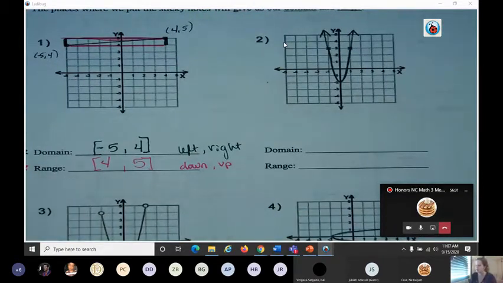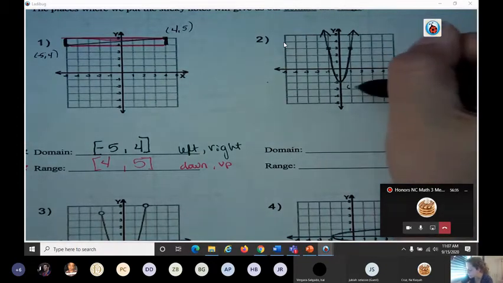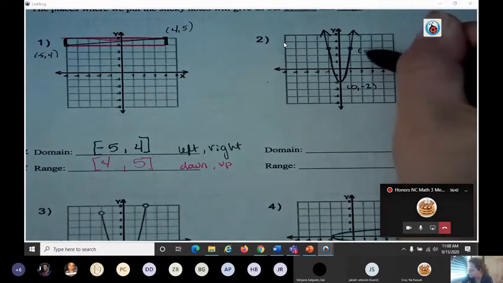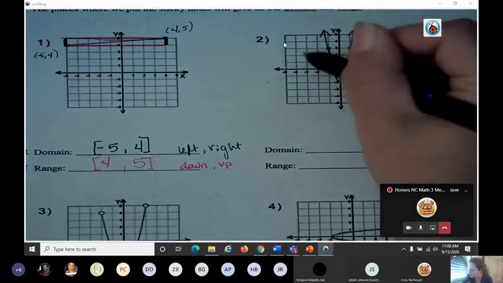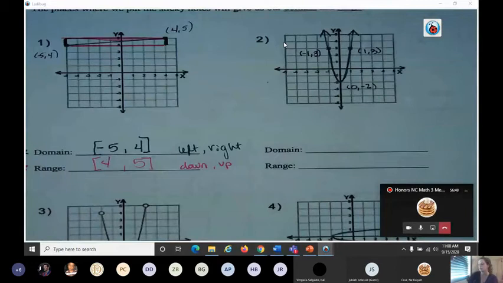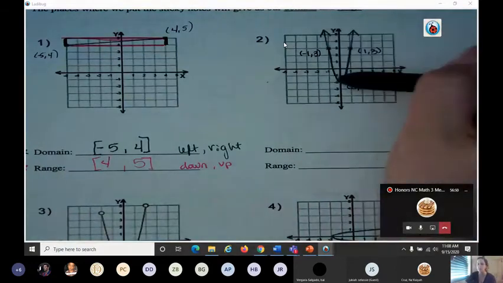So if you're doing number 2 with me, the vertex is at 0, -2. Okay, and then we have a point over here at 1, 3, and then a point at -1, 3. So if you're trying to plot this on your own, plot those 3 points and just draw a little parabola between them.